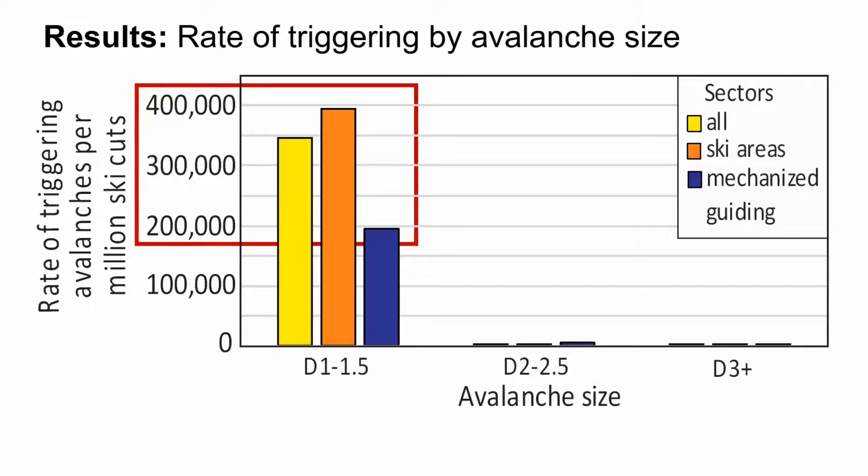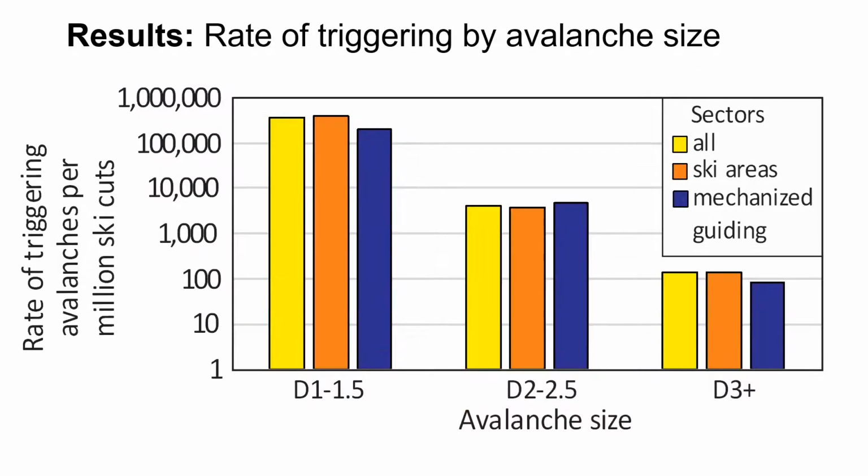The rates of triggering larger avalanches are much smaller, so that they're hard to see on this graph. To get a better look at the rates, let's switch the left axis to a log scale. Now we can see the columns for the larger avalanches.